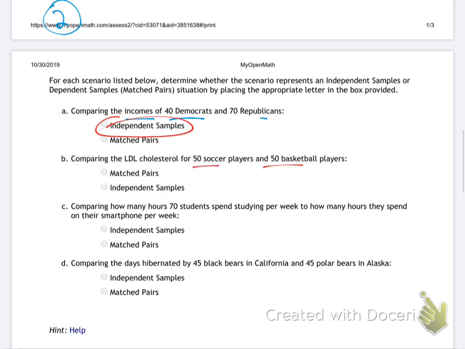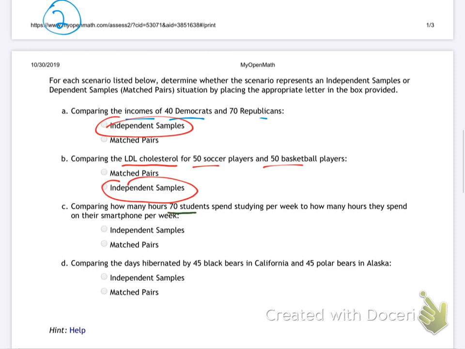Now comparing the LDL cholesterol for 50 soccer players and 50 basketball players. It's still independent. It's still not matched, even though they are the same amount. There's no necessary connection between a certain soccer player and a certain basketball player.